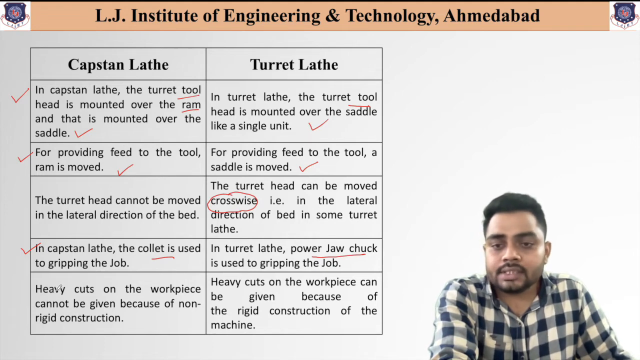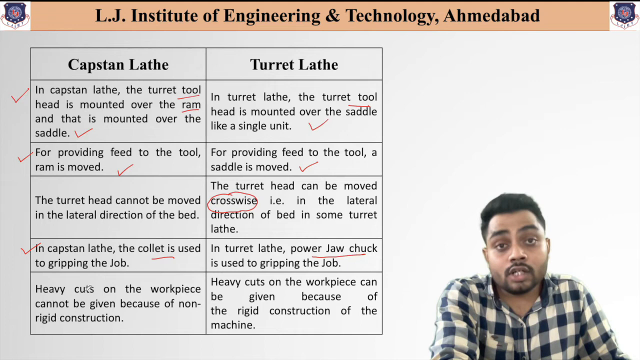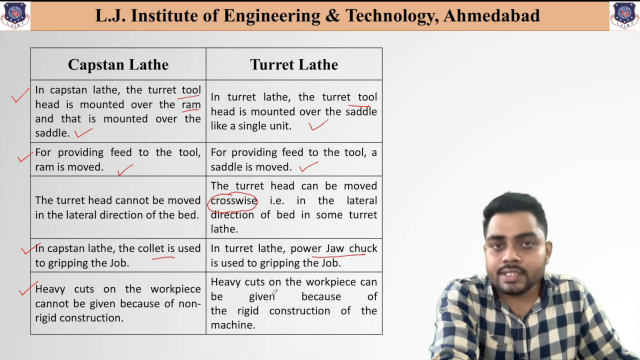Now in capstan lathe, as the moving parts are non-rigid, heavy cuts on the workpiece are not possible. Whereas in the turret lathe, the tool is available on the rigid part and no other reciprocating movements are available, and that means heavy cuts can be easily given on the turret lathe.